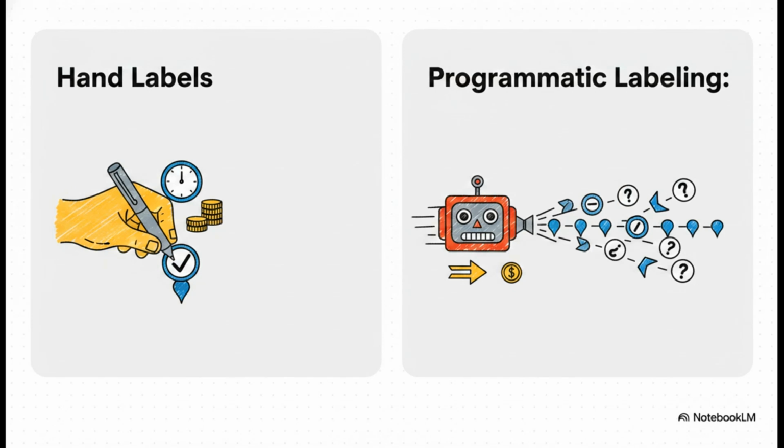So there are two main ways to get this done. You can have humans do it all by hand, which gets you amazing quality but is very slow and very expensive. Or you can use programmatic approaches, writing rules or using other models to generate labels automatically. This is way faster and cheaper, but the labels can be noisy or a little less accurate.